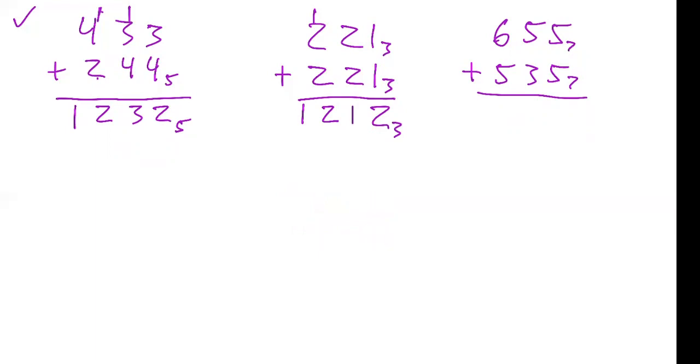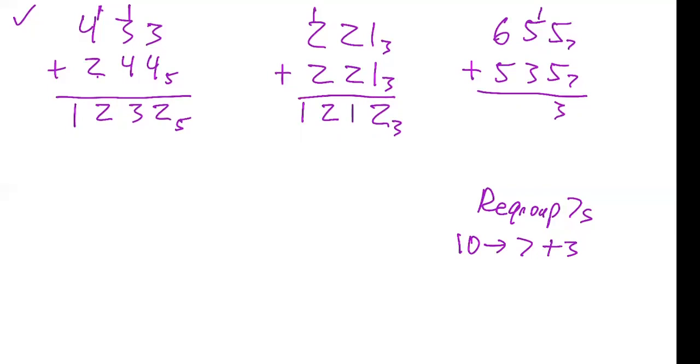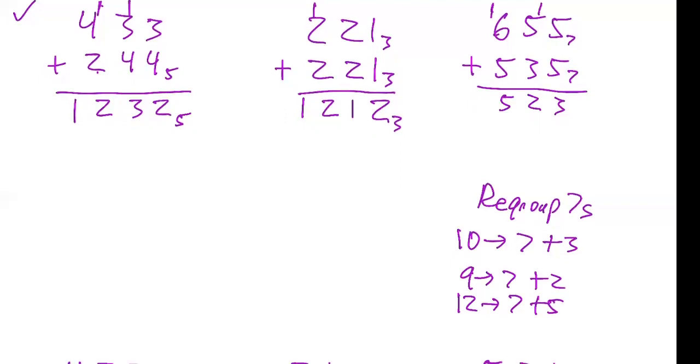Okay, base 7. I'm thinking of regroup 7s. 5 and 5 is 10. Well, 10 is going to be a group of 7 with 3 left over. So I regroup the 7 into the 7 slot. 6 and 3 is 9. That's a group of 7 with 2 remaining. So that group of 7s, it's 7s times 7s. It's 1 into the 7 squared slot. And I get 7 plus 5 is 12. That's a 5 here, and then that 7 gets regrouped there. So it's 1, 5, 2, 3, base 7.